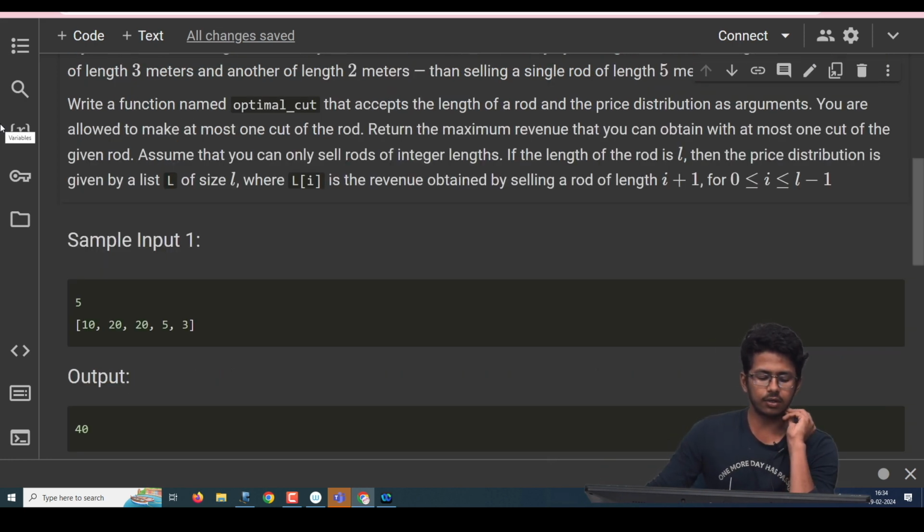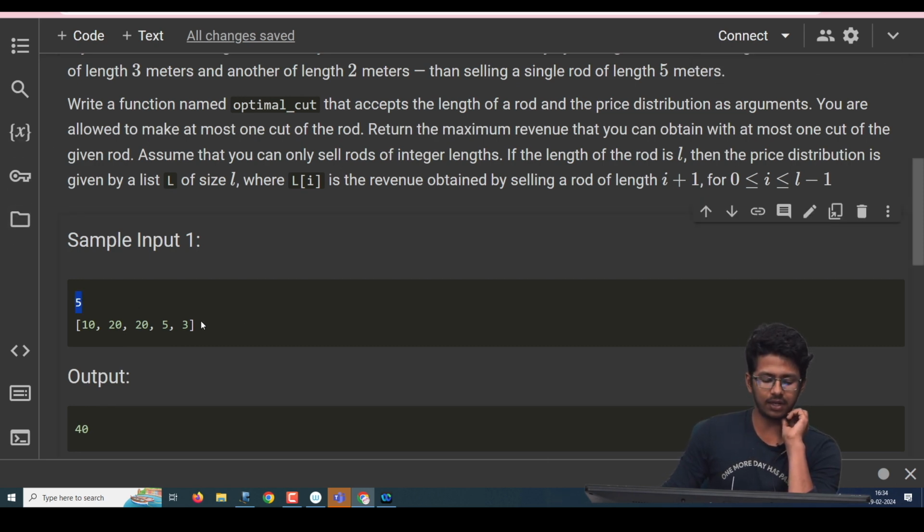So we are given a sample input of small l as 5 and capital L, which is basically a list containing 5 elements. What these 5 elements correspond to are: the first element corresponds to the profit when you sell a rod of length 1 meter, the second element when you sell it as a rod of length 2 meters, then 3 meters, 4 meters, and a single rod of length 5 meters. So this is what the elements correspond to.